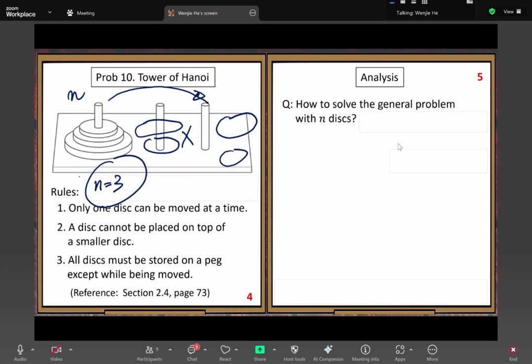Then recall the strategy we just used. Actually, we used it before, and we just used it a few minutes ago. To make the problem easier, can we reduce the problem size a little bit? We know the smaller the problem size, the easier the problem.